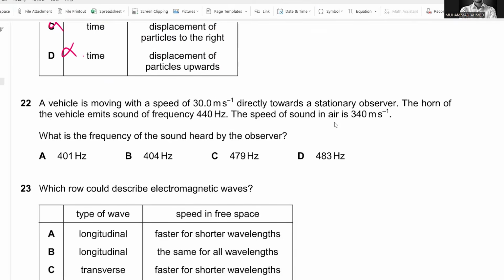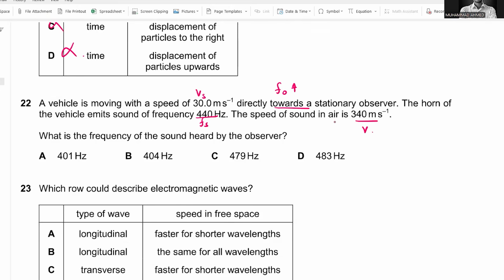Let's see this. A vehicle is moving with a constant speed of 30. This is the speed of the vehicle, let's say Vs. It is moving directly towards the stationary observer, which means the frequency observed will increase. The horn of the vehicle emits a sound of 440 hertz. This is the frequency of sound emitted. The speed of sound is this.